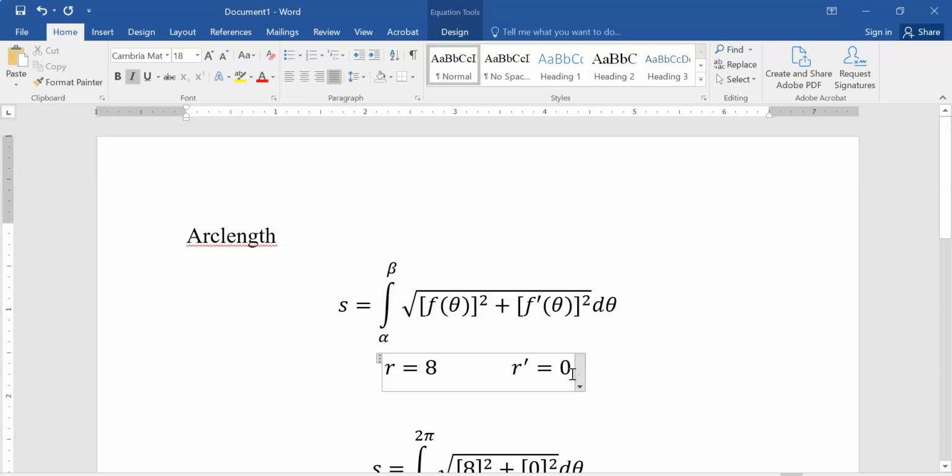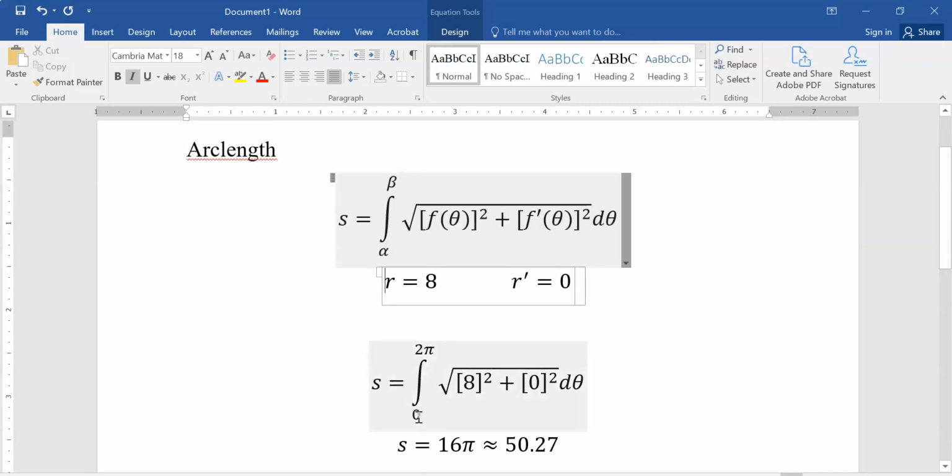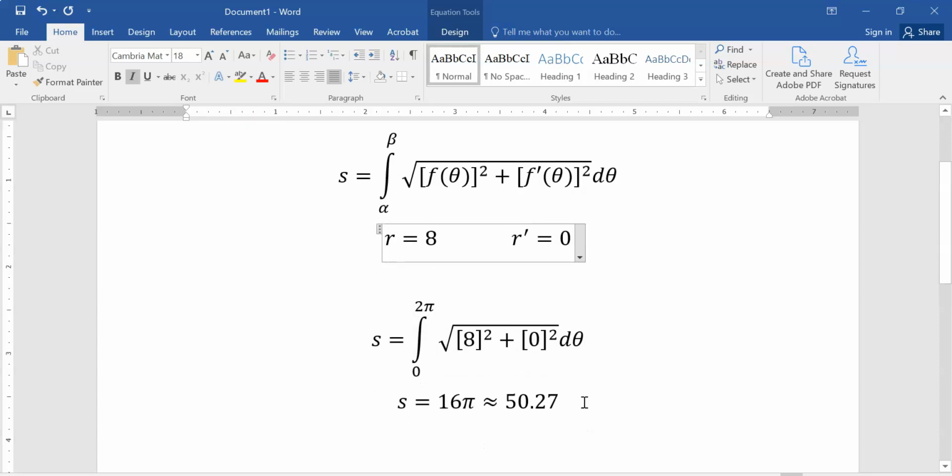That's simply 0. And so what we're going to do is plug in 8 for the f of theta, and then 0 for the f prime of theta. And then we're going to integrate on the bounds from 0 to 2 pi. So we go square root of 8 squared plus 0 squared, all integrated from 0 to 2 pi. If you do the calculations, you'll end up with your calculator giving you about 50.27, which is actually 16 pi.